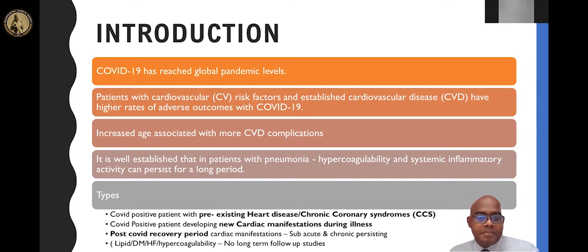The third type of population would have cardiac manifestations in the post-COVID recovery period, which could be transient or maybe chronic and persisting. The last subgroup is one where, as clinicians, we still don't know the long-term behavior, whether they are going to have diabetes or heart failure in later life, or how long this hypercoagulable state will persist after COVID infection. These are new things, with fewer studies to give a firm evidence base.